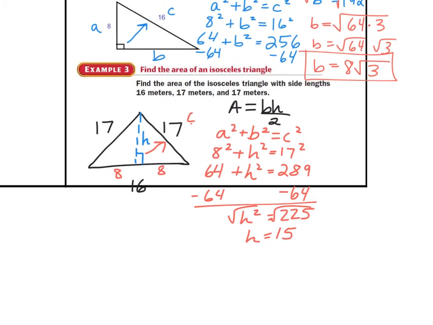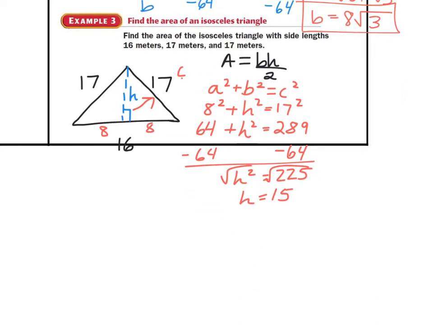The question asks you to find the area. So you need to plug in for your area now. The base is 16. The height is 15. And then divide by 2. What is my area? What do we get? 120. Look at your units. We're in meters. Meters squared.